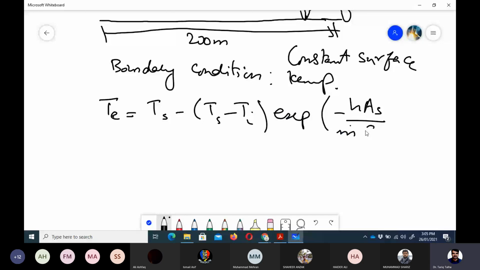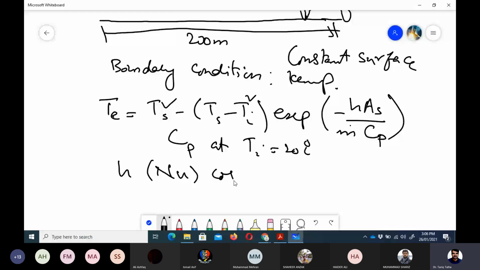Right. So in this case, we know Ts. Yes, it is given, it is 0 degree. Ti is given, 20 degree centigrade. Now these parameters are not known to us, right? So we need to determine these parameters: h, As, m dot, and Cp value, maybe for that oil. Cp value can be seen at Ti equal to 20 degree because Te is not known to us, so Cp can come from there. For the h calculation, we need a Nusselt number correlation.